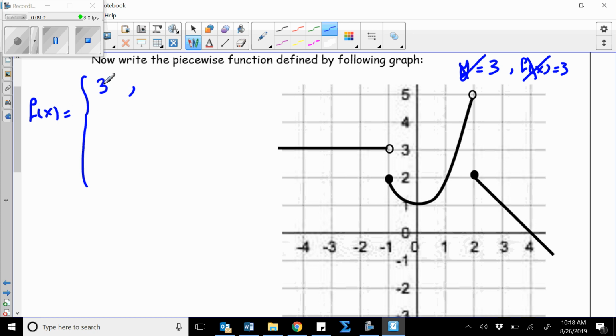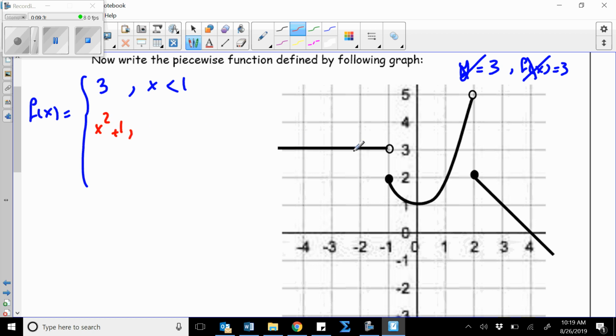So f of x equal to 3 when? So I need to write the domain here. I'm looking for the domain of this piece. As you notice, it's from negative infinity to negative 1. So it's all the x values which are less than negative 1. Since I have an open circle, I am not going to write an equal sign here. So that's the first piece. The second piece, as you see, is a parabola which has been moved up 1. So I know that the equation is x squared plus 1.